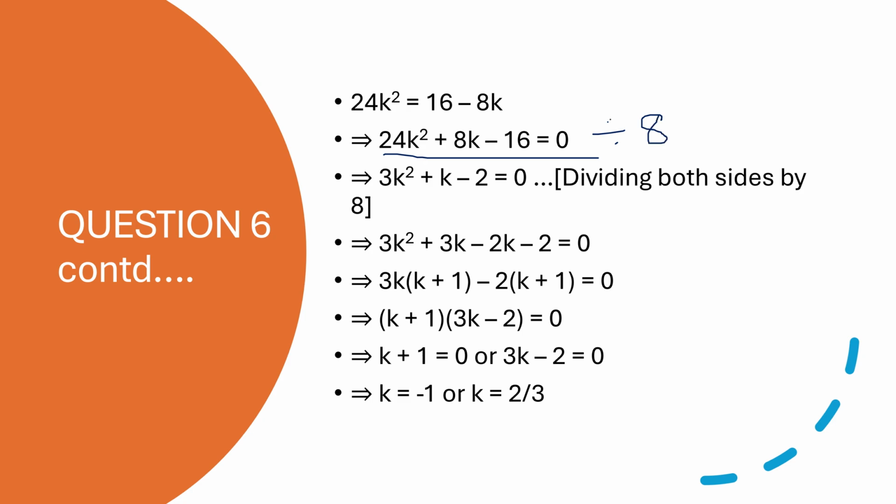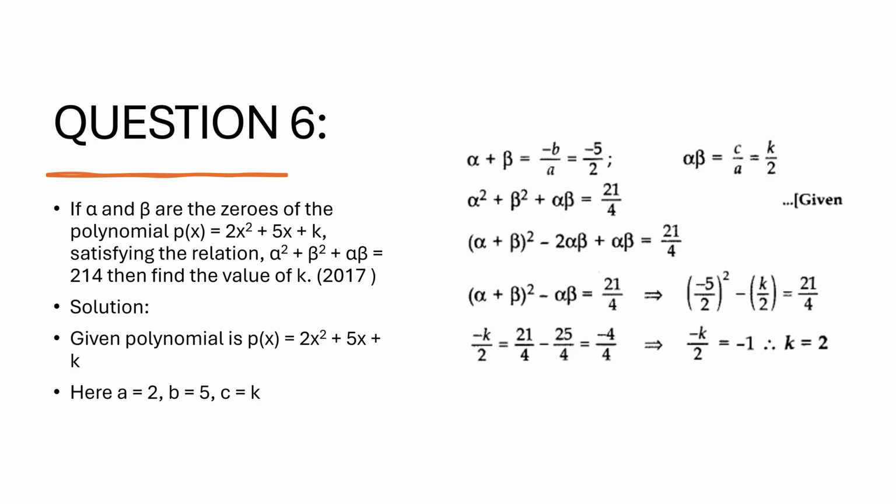Once you've divided it, then you have to do the splitting the middle term and you will get the factors (k plus 1)(3k minus 2). k plus 1 is 0, so k is minus 1, and k is 2 upon 3. Hope this question is clear and it is very, very important. You can pause the video, practice it and then go to the next question.